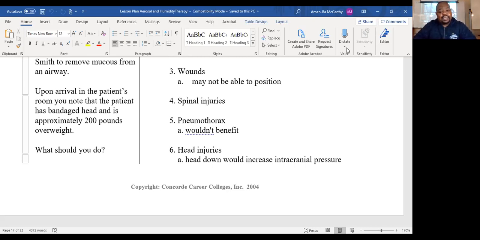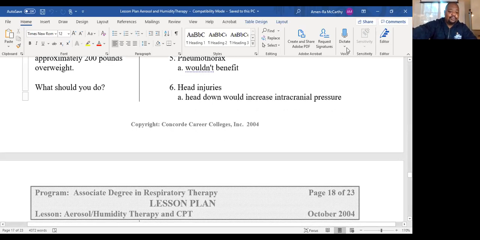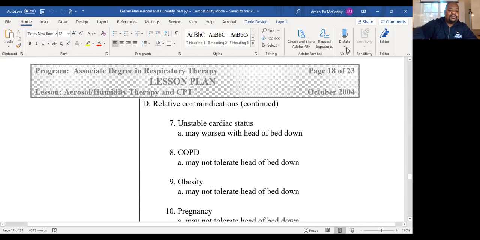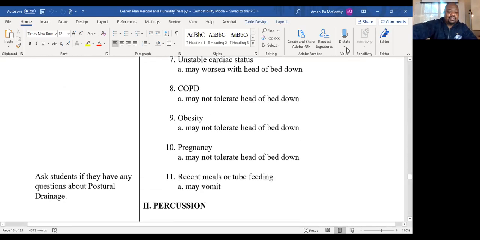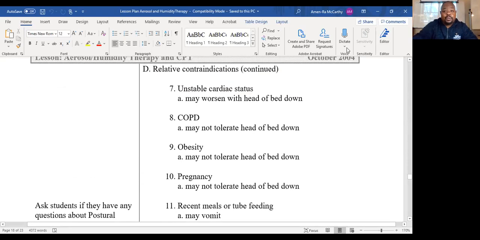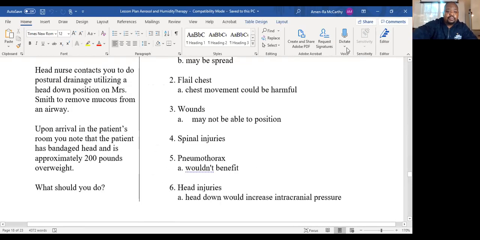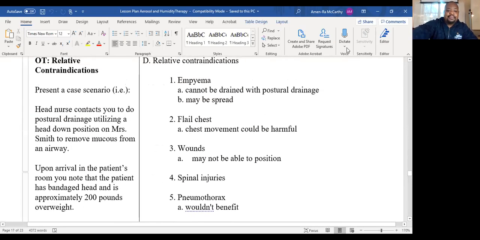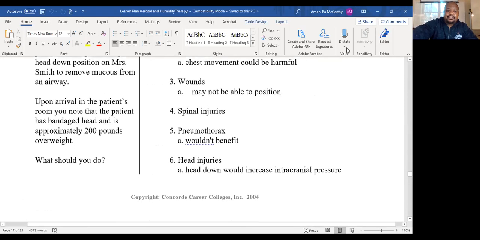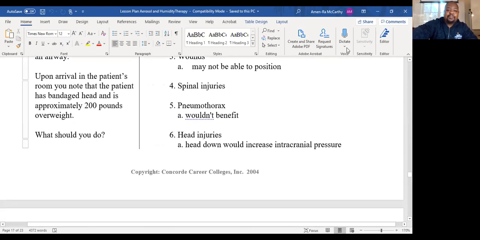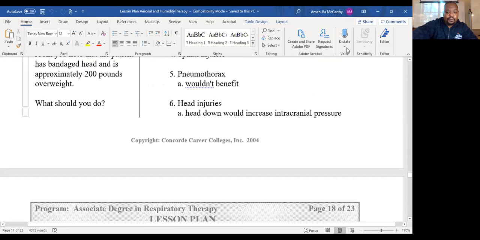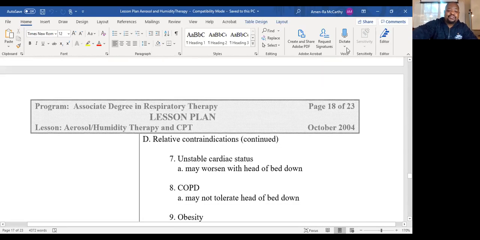Head being down will increase the intracranial pressure. So we wouldn't do that, okay? Number seven, but there's, let me see, how many is it? 11. There's 11 reasons why we wouldn't do drainage. We just talked about the first six. Empyema, flail chest, wounds, spinal injuries, a pneumothorax, head injuries.